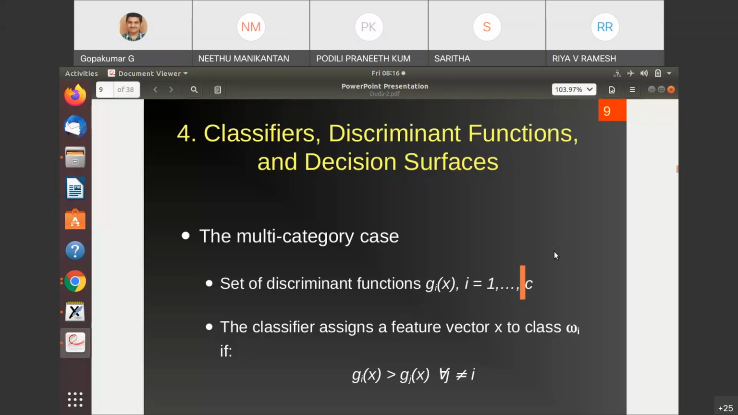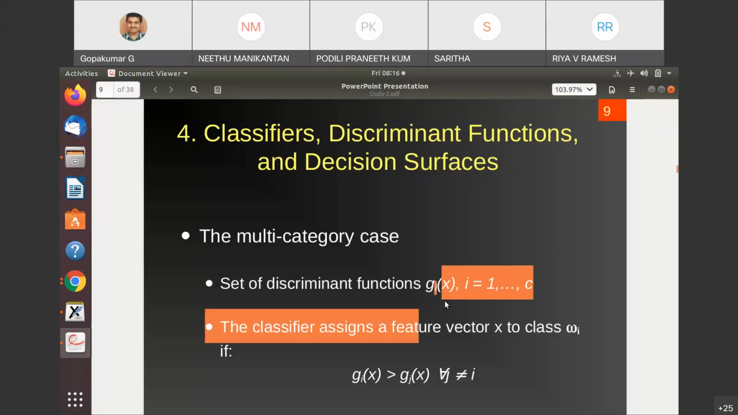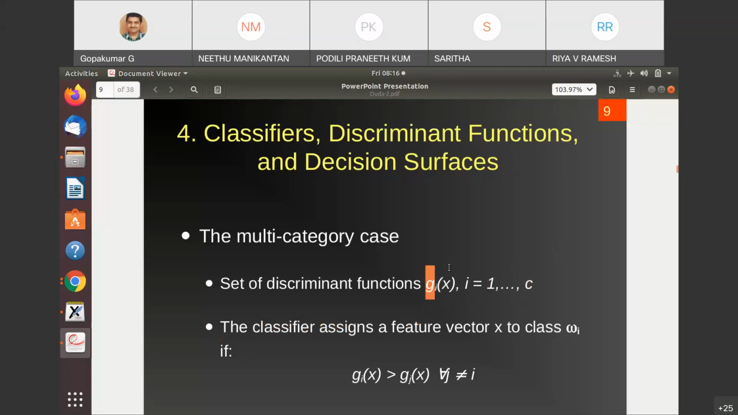So here we assume that the set of discriminant functions is defined as g i of x, for i equal to 1 to c classes, so here we are assuming more than two classes. How do we make a decision? x is a given feature vector, and we will assign the feature vector x to a particular class w i.